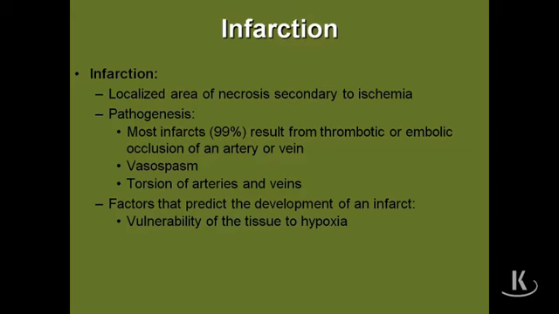Factors that predict the development of infarct are the following. Obviously, we go back to the fact that all eukaryotic cells are dependent upon oxygen. Some cells in the body are more dependent. So what are some examples that are highly dependent? Obviously neurons, myocardial cells, hepatocytes, and tubular cells in the kidney. These are very susceptible to the lack of oxygen leading to infarction.